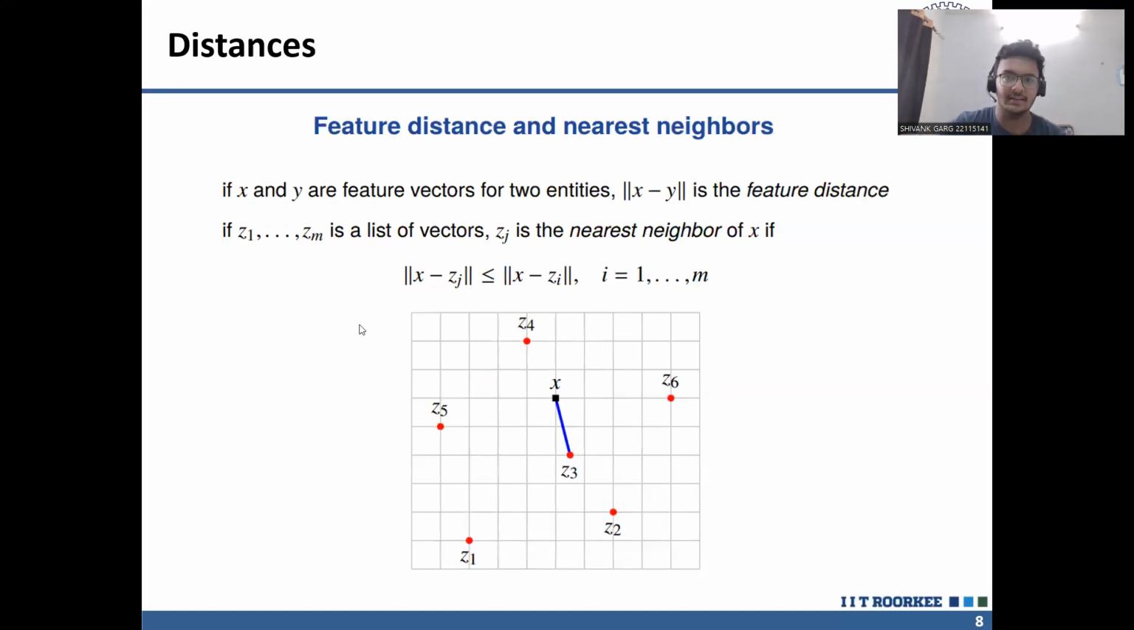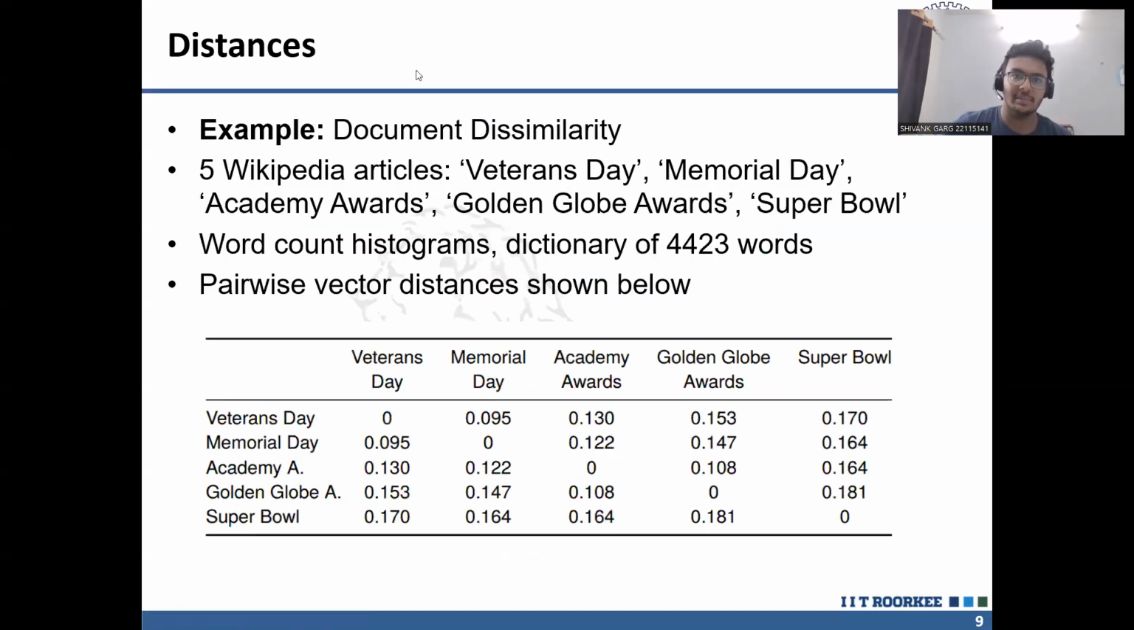Now we will look towards its application. For example, we consider here document dissimilarity.